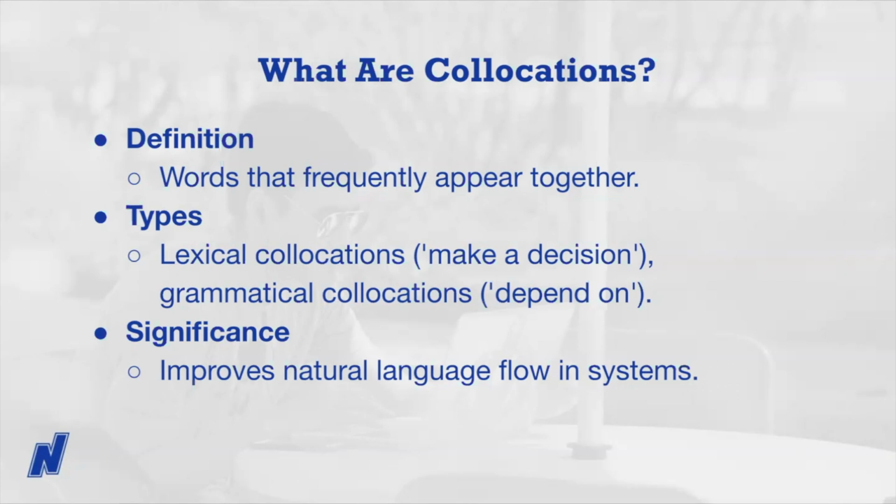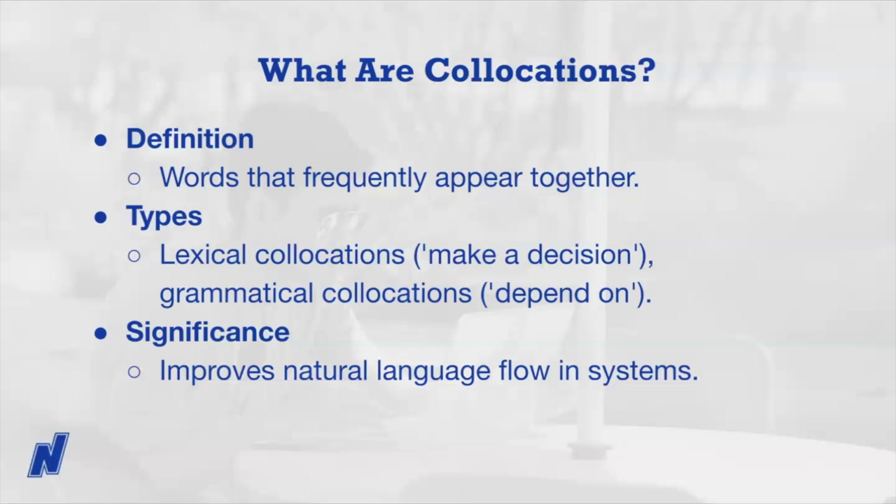So for example, we say make a decision, not do a decision. Likewise, we say fast food, not quick food. This common combination of words sounds natural to a native speaker, if you're an English speaker, and understanding these patterns is crucial for NLP systems to generate human-like responses. We don't like robotic responses.